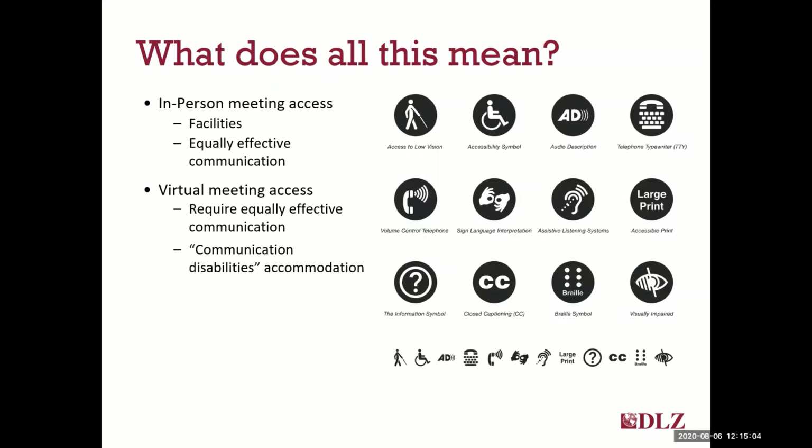In-person meetings have very specific requirements for facility access. An example would be ramps instead of stairs to enter buildings where public meetings are held to allow individuals with wheelchairs to access. There are also requirements for equally effective communication. Accommodation of people with disabilities that identify in advance of a public meeting that they need it is vital.